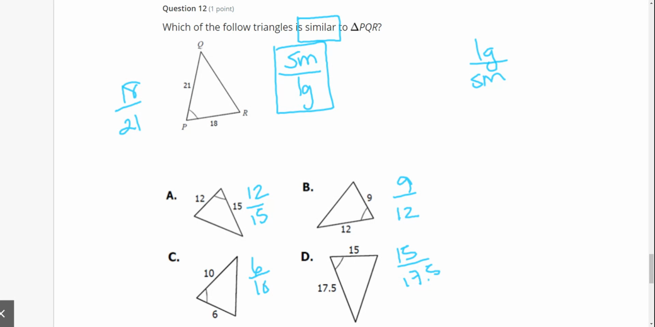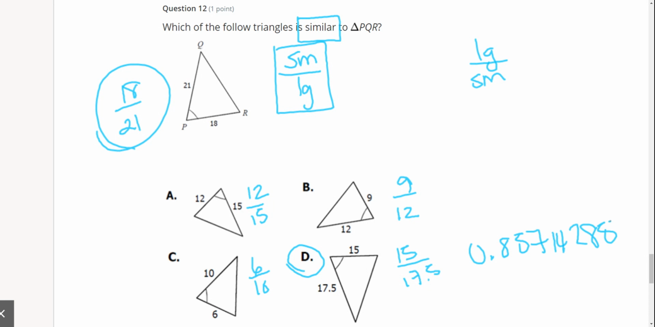So 18 divided by 21, I get a decimal, and then 12 divided by 15, and I get a decimal. 9 divided by 12, I get a new decimal. Luckily, we're all good texters, so our thumbs don't get tired. Which one of the ABCD matches the decimal you get for 18 over 21? Or which ones don't? D 100% matches. You get 0.857142857, not to be super specific or anything, right?